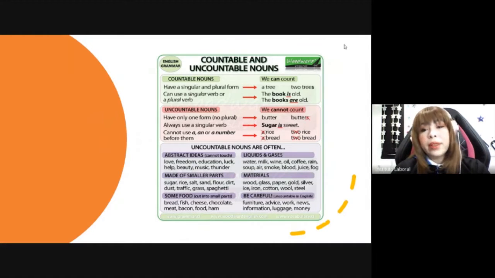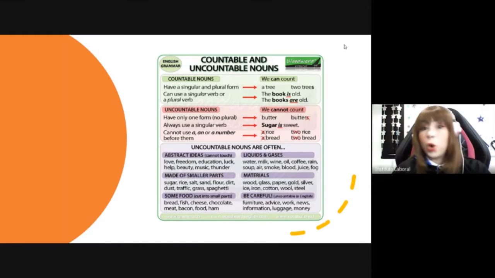The book. The noun in this case is book. How many books are we talking? 1. The book is old. Is is the verb and is singular. The books are old. Books, with plural S, indicates more than 1. Okay? So we use the verb be in plural form. The books are old. So countable is the one that we can count. 1, 2, 3, 4, 5. We can add a number to countable nouns.